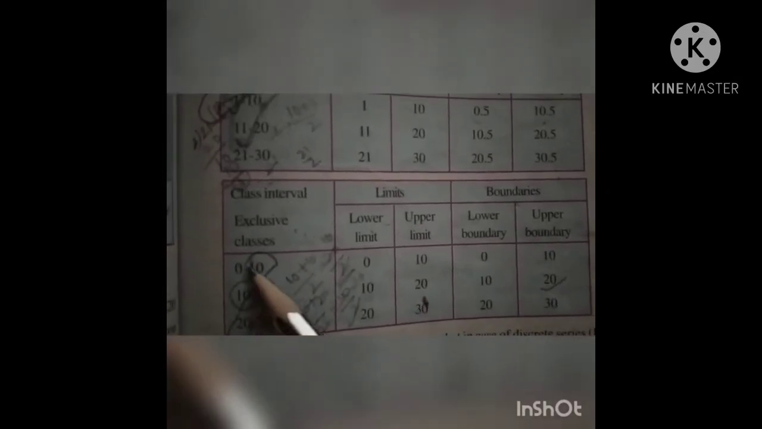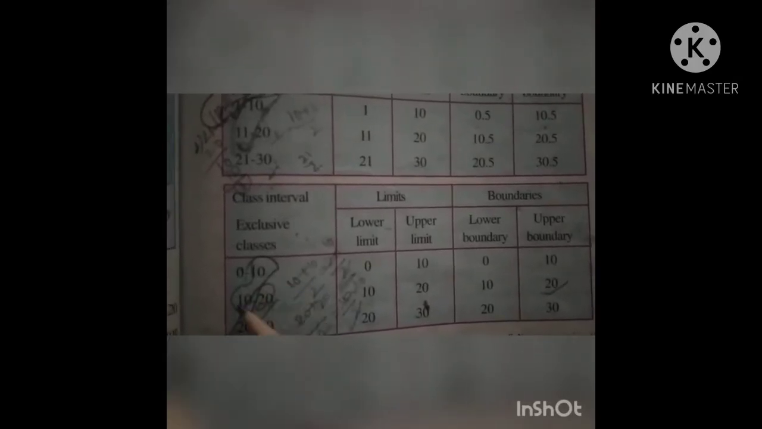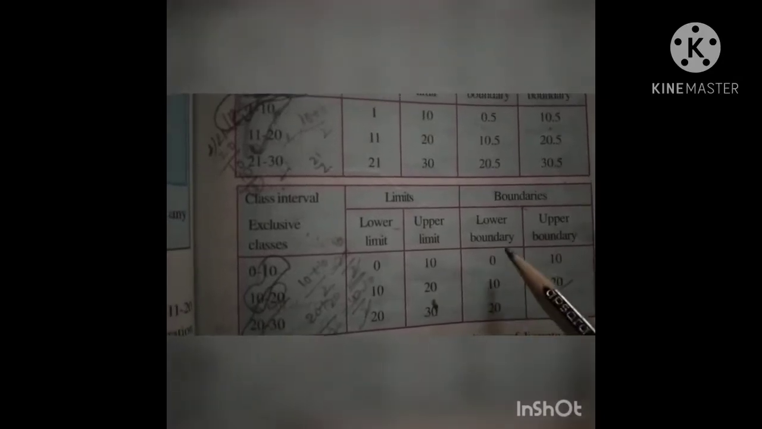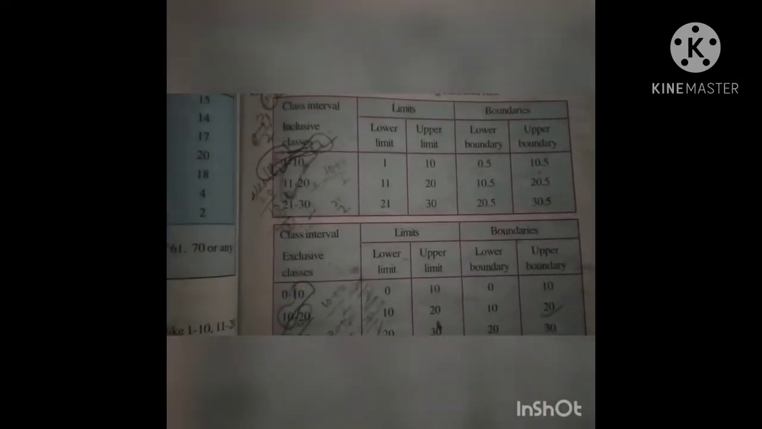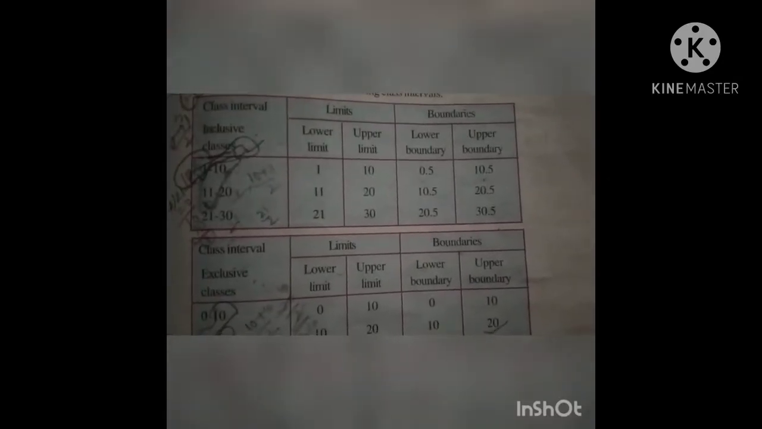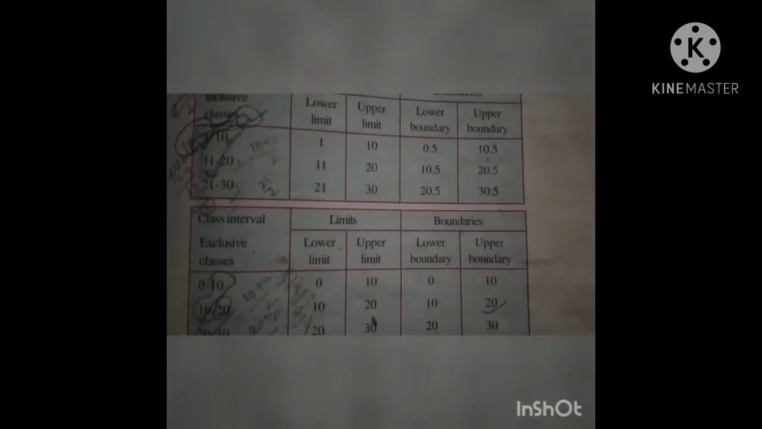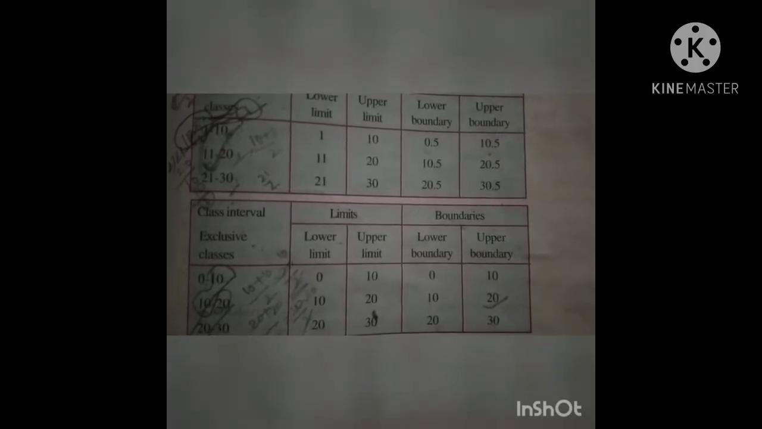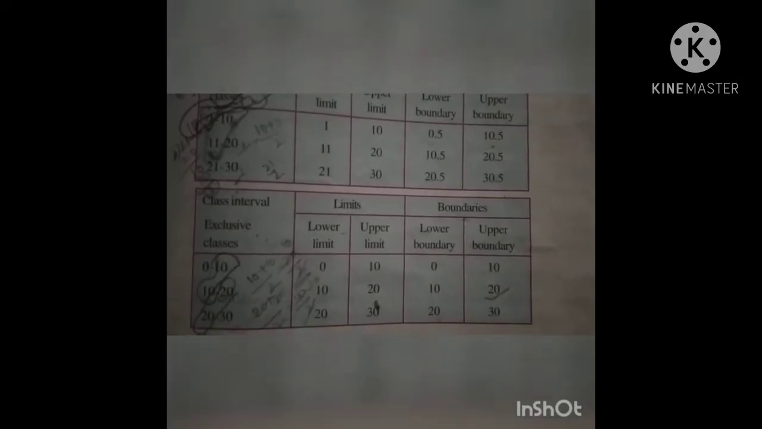Next, the same for lower boundaries: 10 plus 10 by 2 is 10. These are lower boundaries. Okay, children, did you understand? These are class intervals. Two types are there: inclusive classes and exclusive classes.